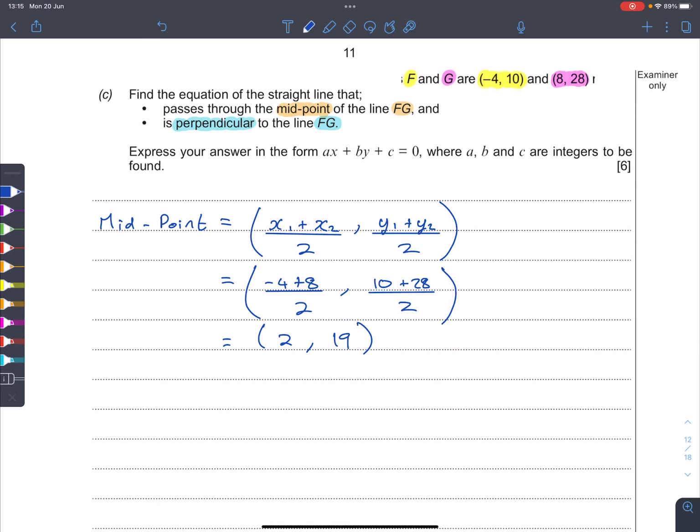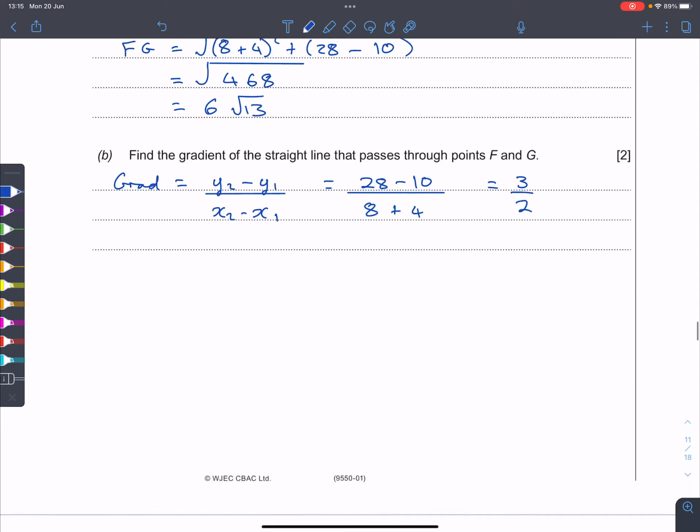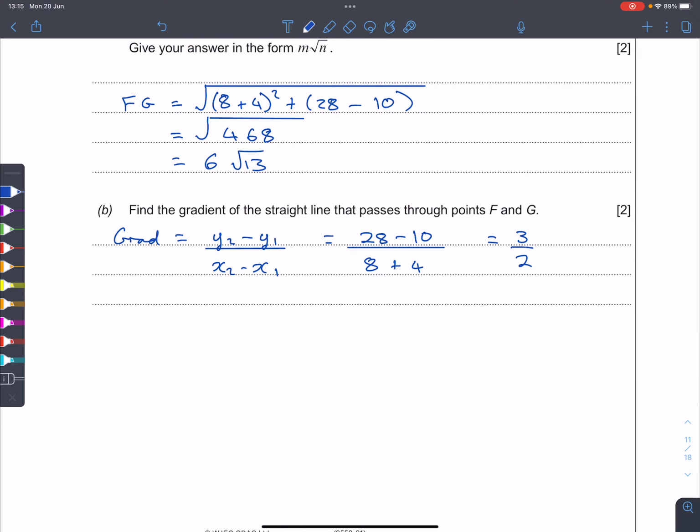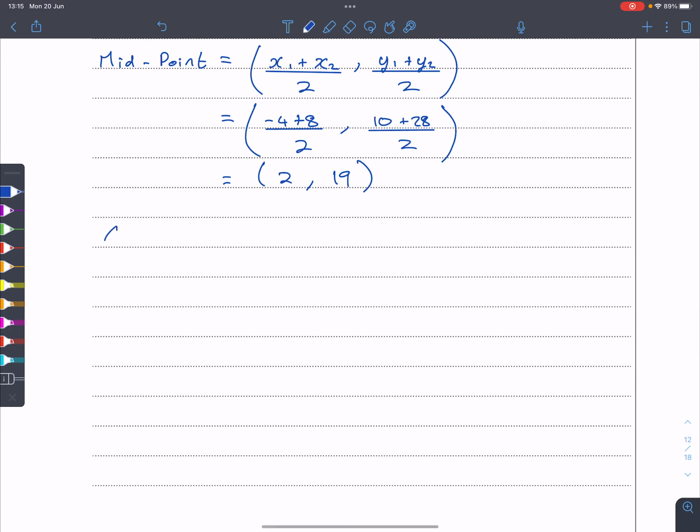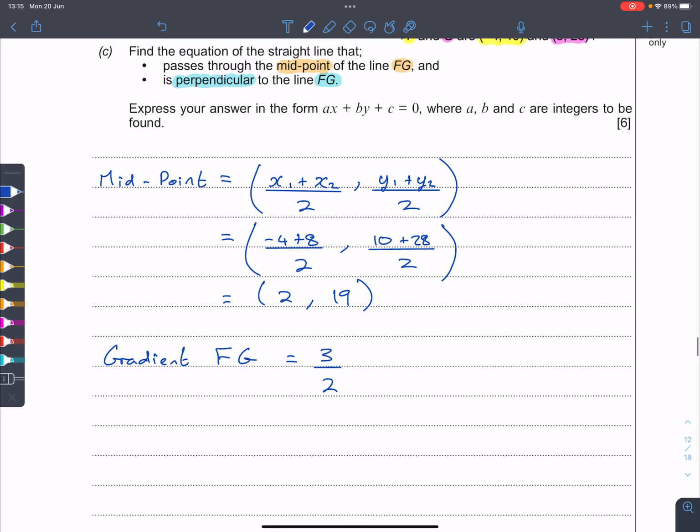So it's perpendicular to the line FG. Well, we have worked out the gradient of FG is 3 over 2. We worked that out here. So we can say the gradient of FG was 3 over 2. Now the gradient of the line we want is perpendicular to it. So therefore, the perpendicular gradient is going to be the negative reciprocal of this. So it's negative 2/3.